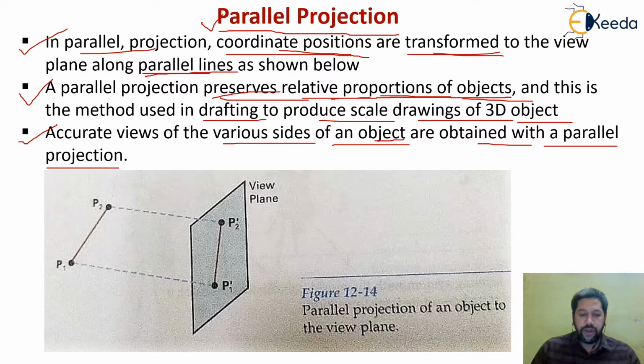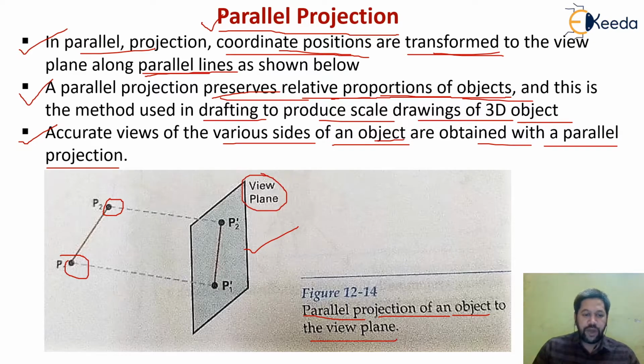Here you can find the same diagram I have shown, the parallel projection of an object to the view plane. This is my view plane, and I have these two points, P1 and P2, connected with a line. How will it be displayed on my view plane?